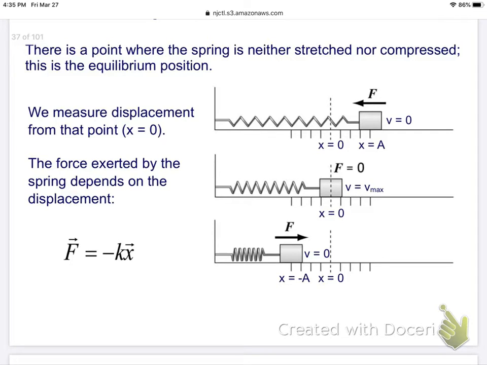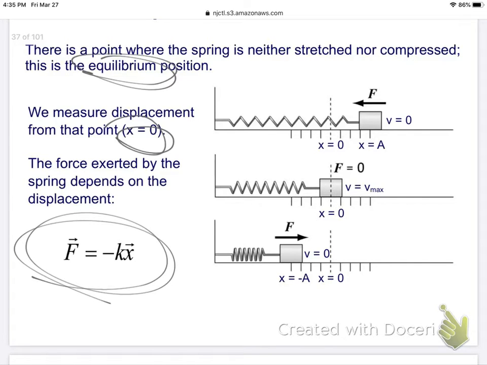When the spring is neither stretched nor compressed, we call that equilibrium, x equals 0, right? We always measure from that point. They throw this little equation out here. This is known as Hooke's law. Kind of an important little term, which means that the more you stretch a spring, the greater the force it takes to stretch that spring.